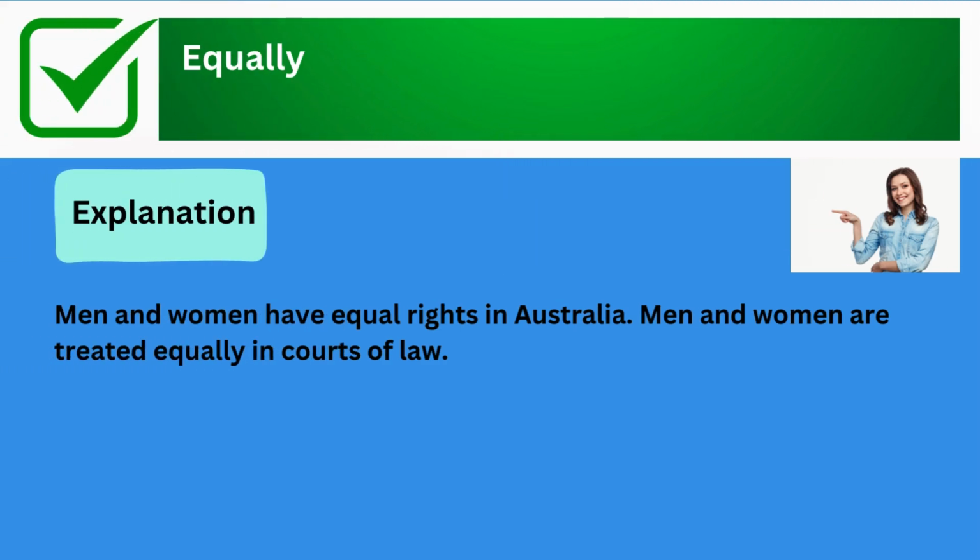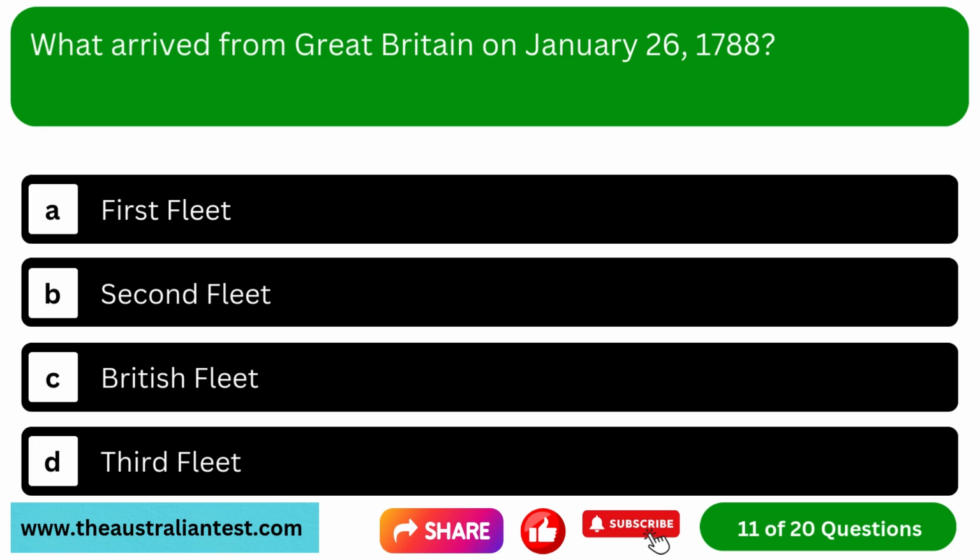The correct answer is equally. Explanation: men and women have equal rights in Australia. Men and women are treated equally in courts of law. Question 11. What arrived from Great Britain on January 26, 1788? Option A, First Fleet. Option B, Second Fleet. Option C, British Fleet. Option D, Third Fleet.